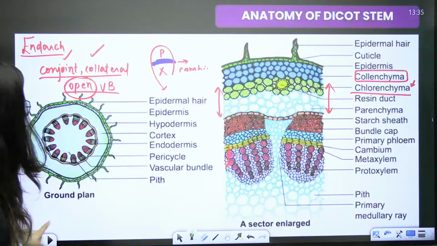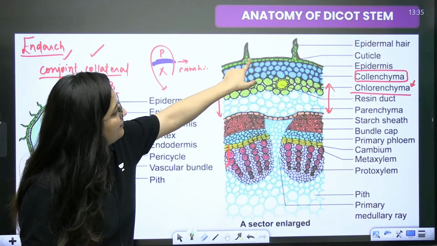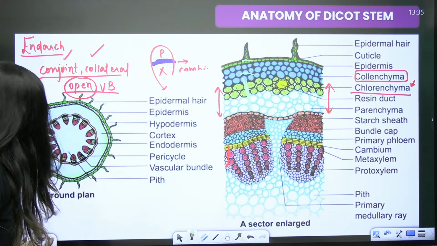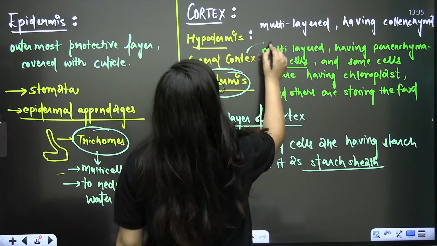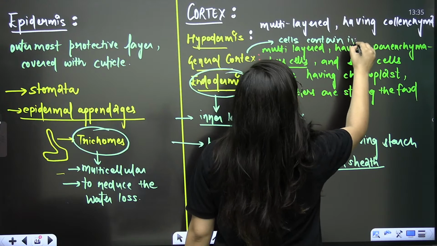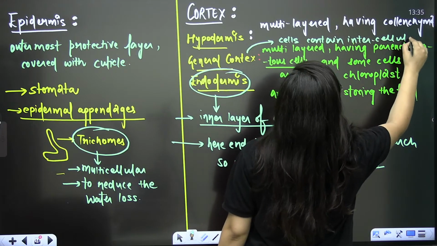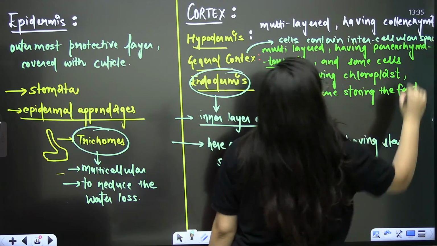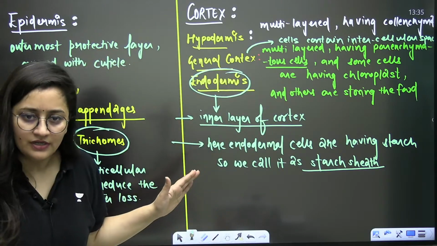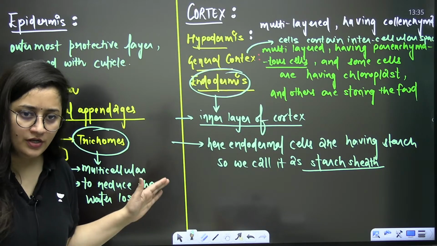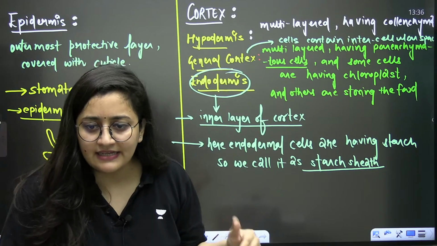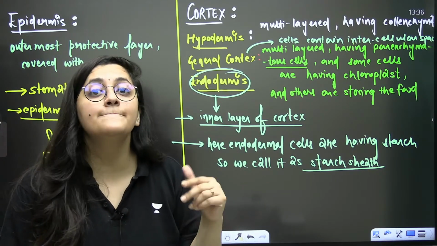Here you can see the epidermis, hypodermis, endodermis, and this one is your general cortex. You can see here, bache, that the cells have intercellular spaces. Intercellular spaces are also present there. Any doubt? Clear? Sure.